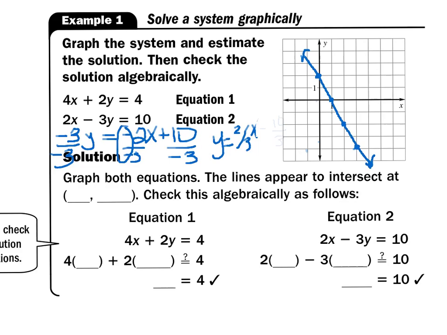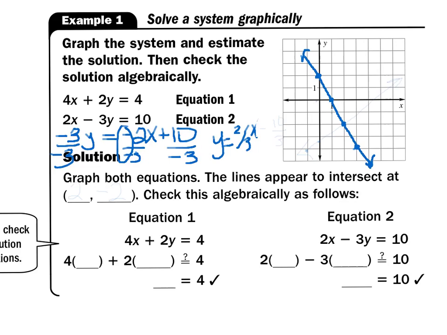Now, how about positive 2? If I put in a positive 2, that would be 4 thirds minus 10 thirds, which would be a negative 6 thirds, which would be negative 2. So if I put in positive 2, I get a negative 2 out. And do you see that they would cross right there? So the solution is the point where they cross, which would be 2 and negative 2.